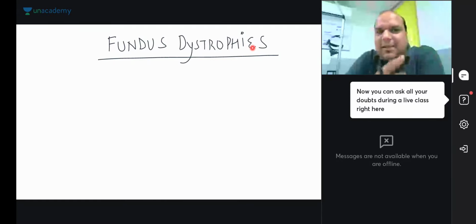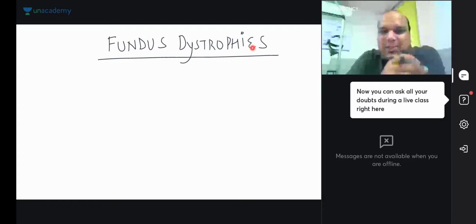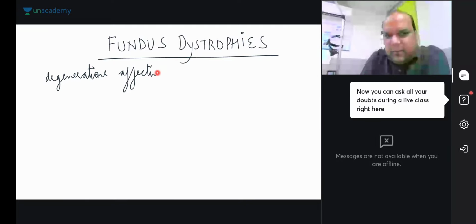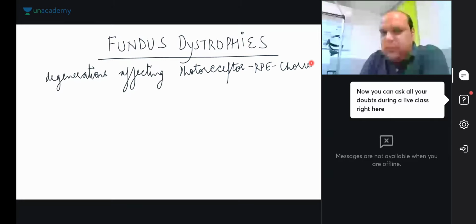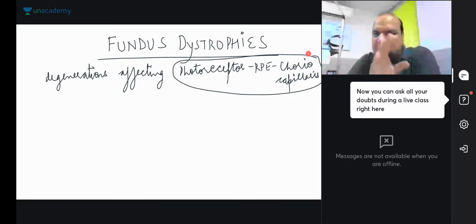So this is basically a degeneration without a known cause. This dystrophy, even though it is termed fundus dystrophy, actually affects the retinal pigment epithelium, Bruch's membrane junction. These are degenerations affecting the photoreceptor, RPE, and choriocapillaris. This is the site of the fundus that they are mainly affecting, the retinochoroidal junction: the photoreceptor, RPE, the outermost 2 layers, and then the choroidal capillaries, or choriocapillaris as we call it.